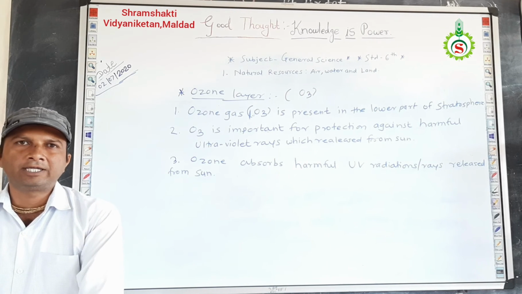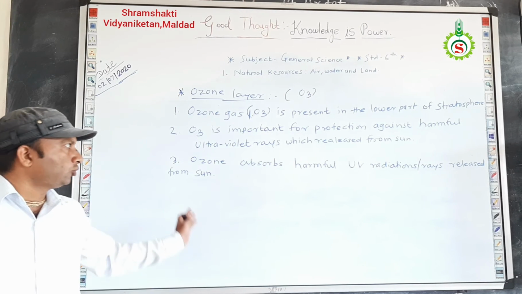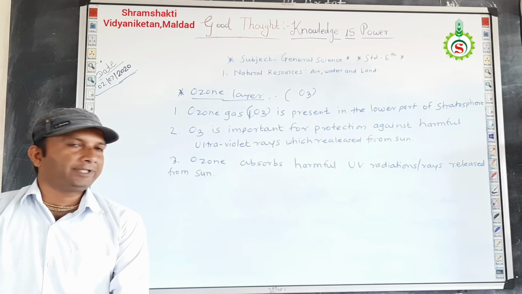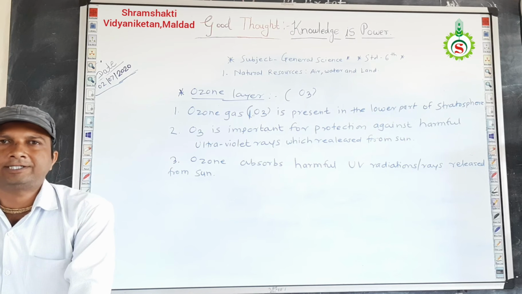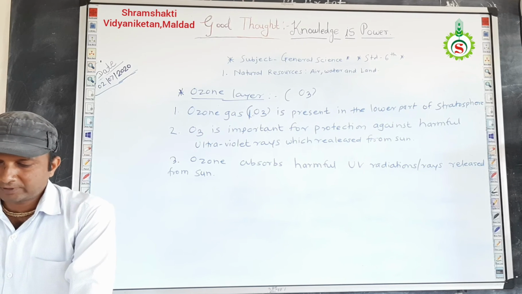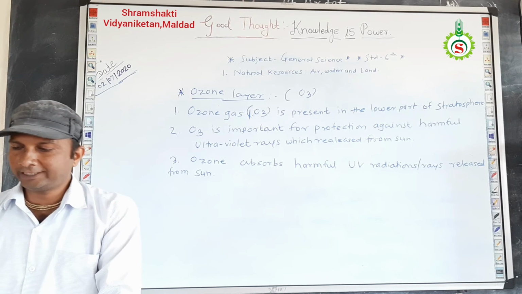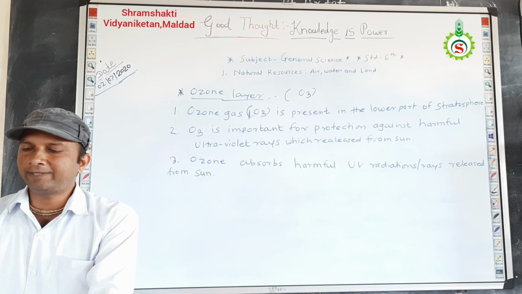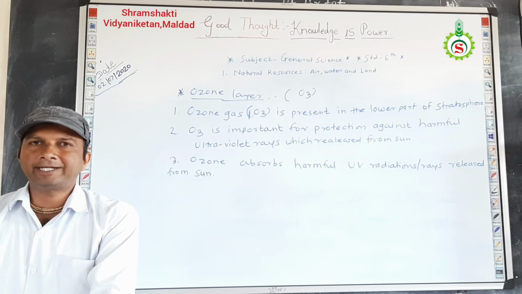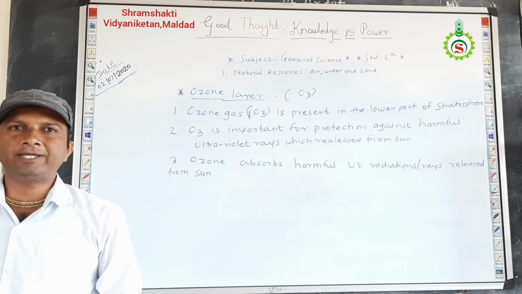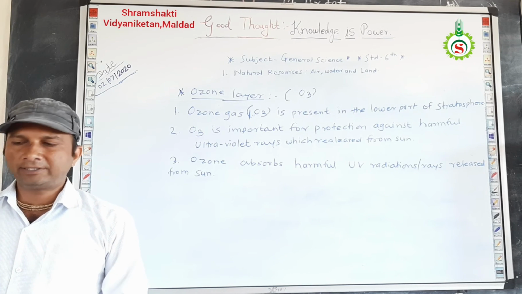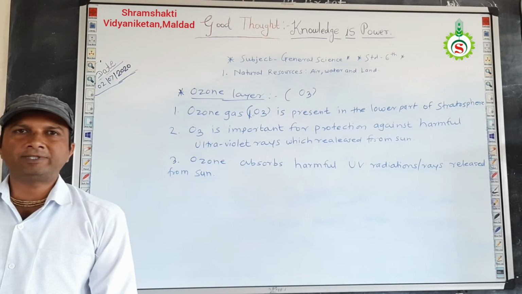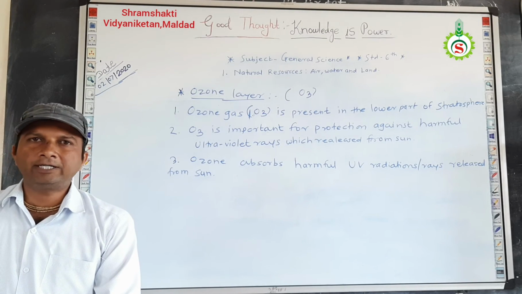If there is no ozone layer present in the stratosphere, then the life of living organisms is not possible. So the next point is that the ozone layer is destroyed by chemical gases like carbon tetrachloride. Now this is a very important point. This ozone gas is very important for the survival of living organisms. I have already told you that.